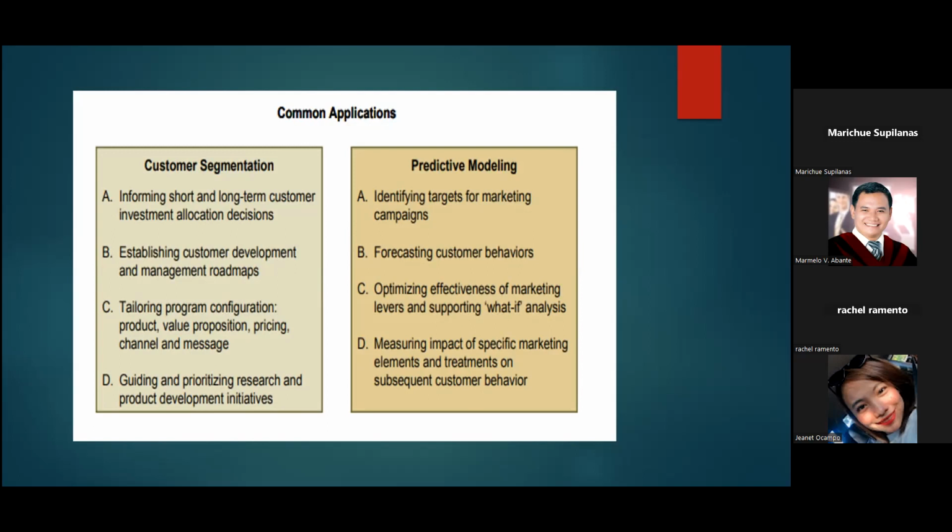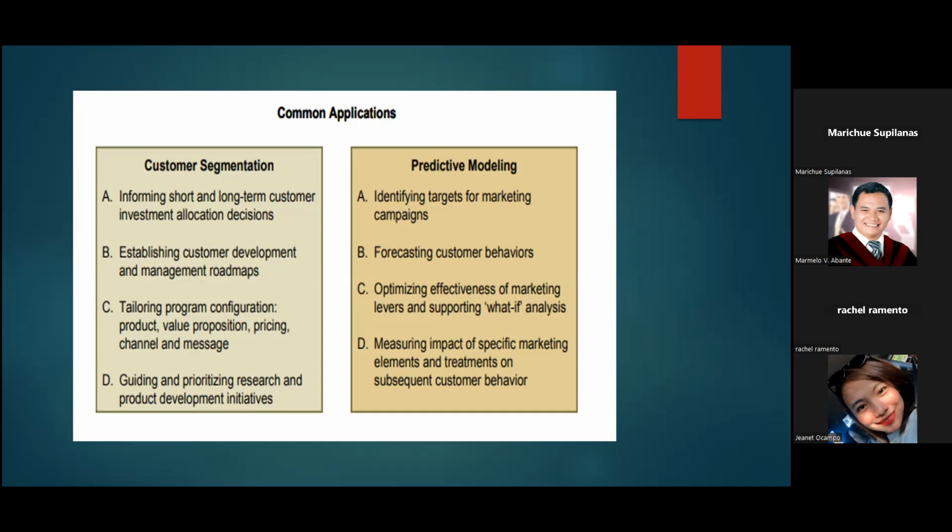Next is establishing customer development and management roadmaps. Managing customer relationships, segmentation also provides an excellent framework to manage the varied needs of customers. Customized customer management and development strategies can be developed for each unique segment.